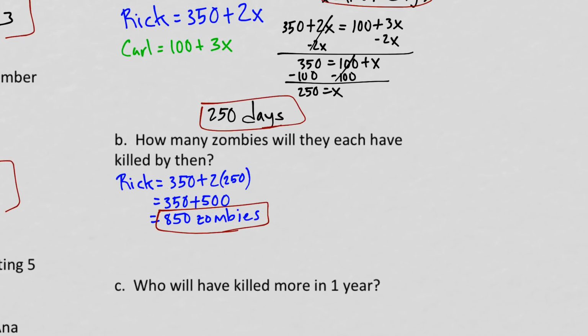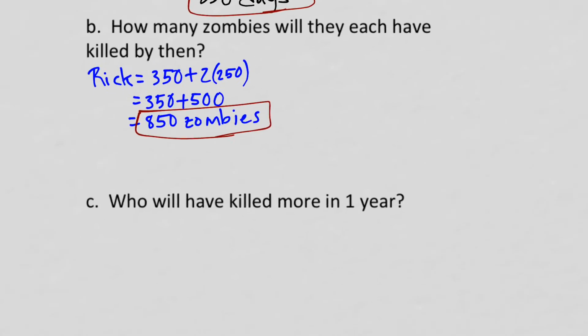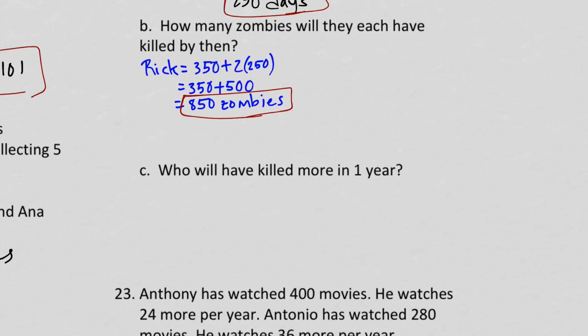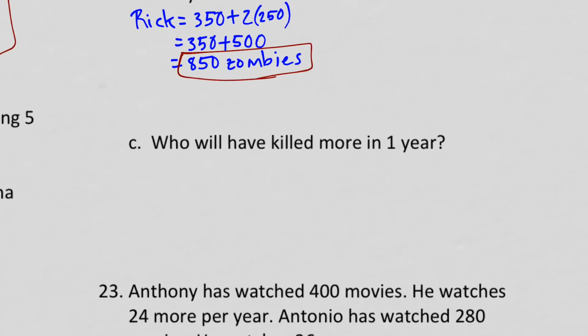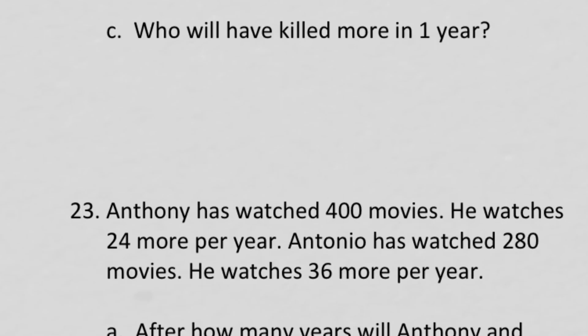So you can try that by plugging it into Carl also. You'll get the same thing. Plug in 250 right here. 3 times 250, 750 plus 100 is 850. They both have the same number. Question C. Who will have killed more in 1 year? 1 year is 365 days. So plug in 365 into both of them to see who has more.